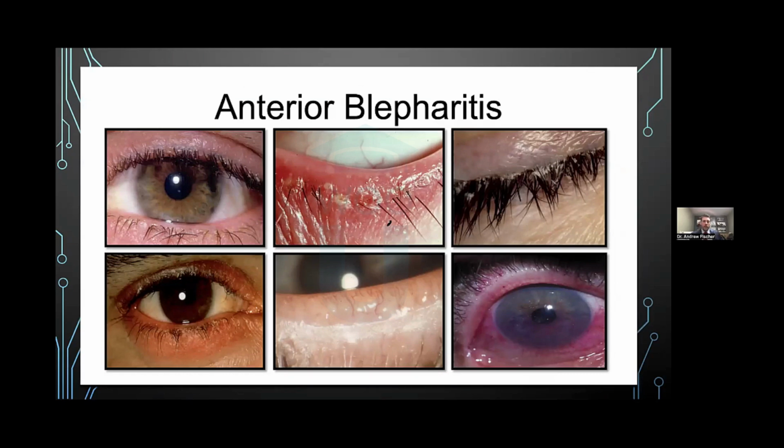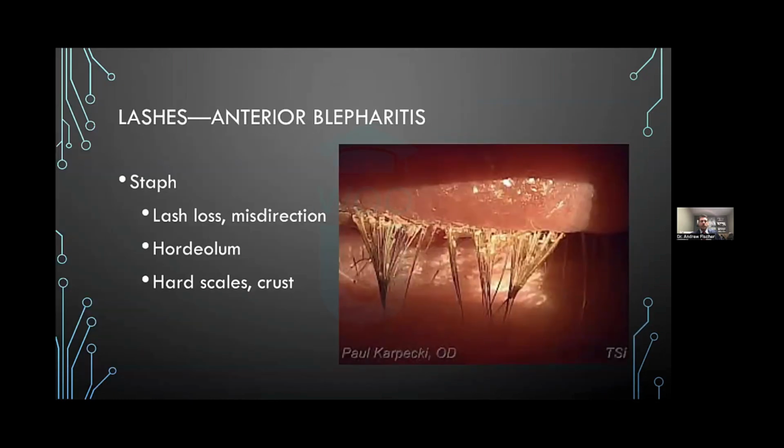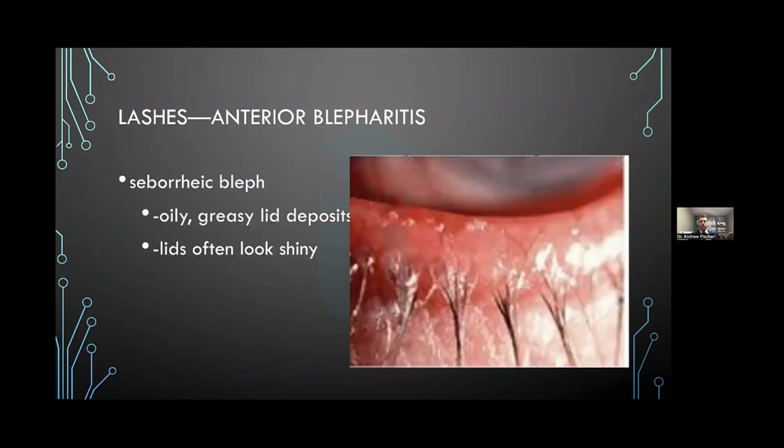It's such a common finding that sometimes it doesn't register. If it's mild, then it's not severe and inflamed like some of these images show. But we need to make sure we're clearing the eyelids of blepharitis. Several different types: staph blepharitis, seborrheic, which is more oily and greasy as opposed to flaky and crusty.